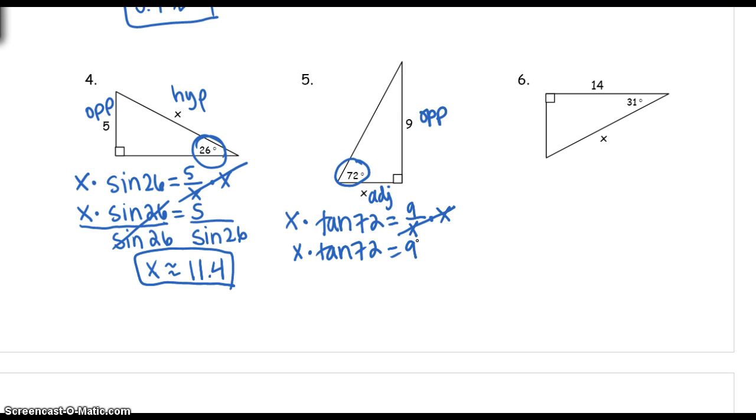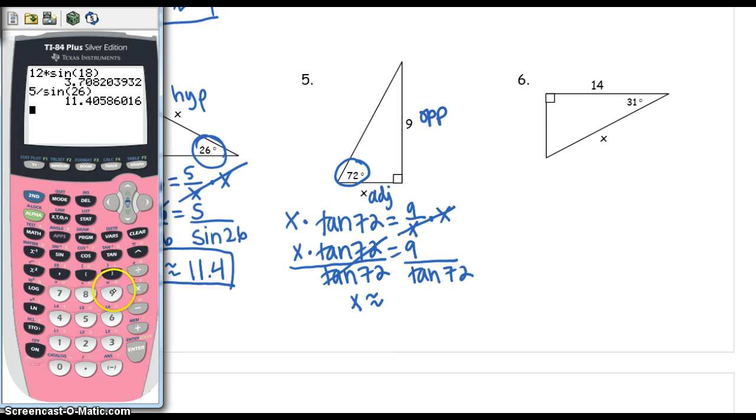But we need to get x alone. And to get x alone, we'd have to undo what's going on. And tangent of 72 is multiplying, so we would divide both sides by the tangent of 72. Cross these out, and we are finding a side here, so we're going to round to the tenths. So we do 9 divided by the tangent of 72, and we'll round to the tenths. This 2 will not affect this 9, so our answer here is just going to be 2.9.